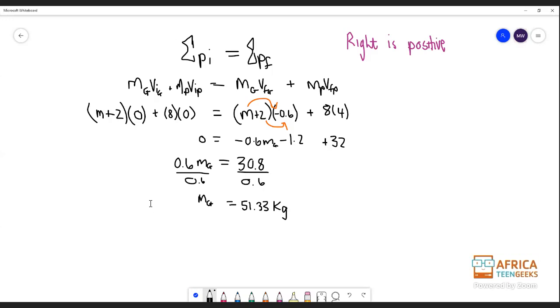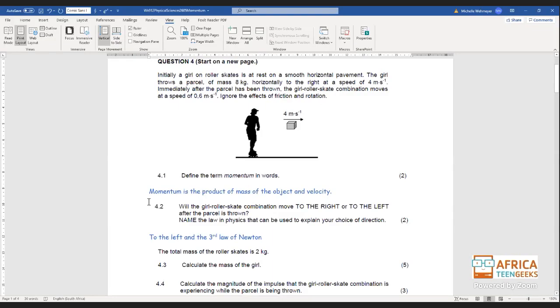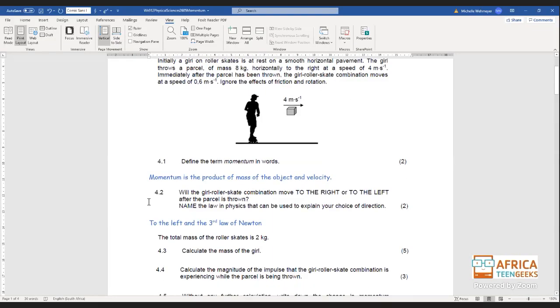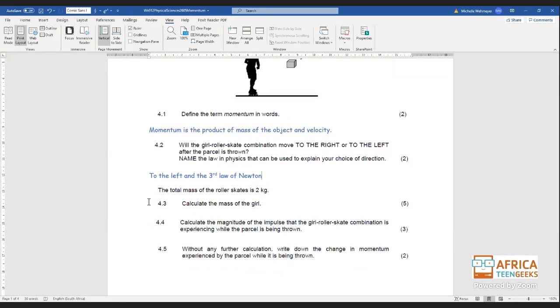Then question 4.4, they ask you to calculate the magnitude of the impulse that the girl roller skate combination is experiencing while the parcel is being thrown. So just going to go back to my whiteboard.